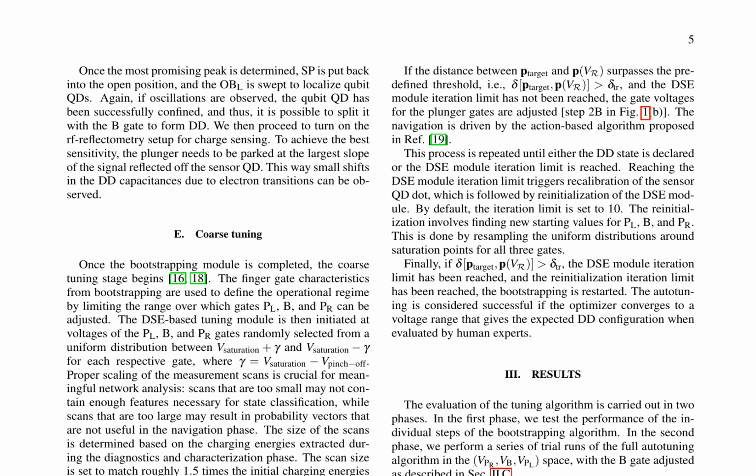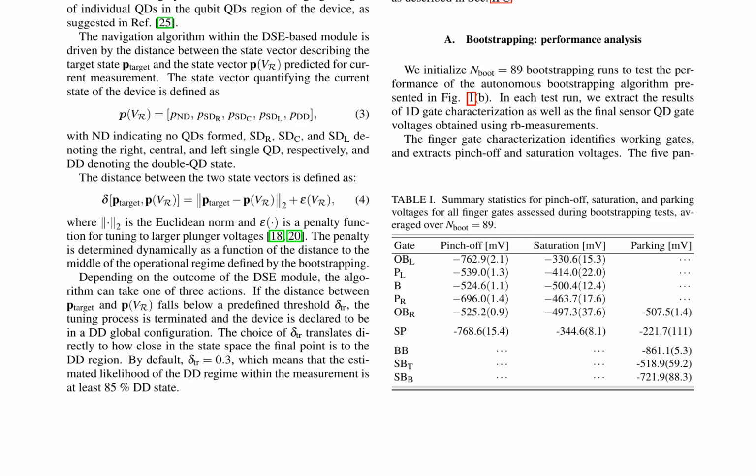Coarse tuning starts by defining the operational regime based on finger gate characteristics from bootstrapping. The DSE-based tuning module is initiated with randomly selected gate voltages. The algorithm drives the navigation based on the distance between the target state and the current state vector, adjusting gate voltages accordingly. If the distance falls below a predefined threshold, the device is declared in a DD global configuration. Otherwise, the process repeats until the iteration limit is reached, triggering recalibration and reinitialization.